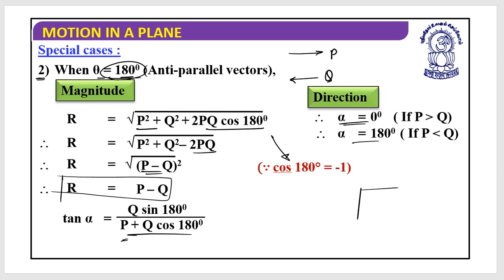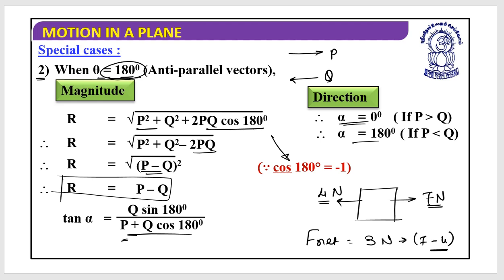Practical example, something like this: let's suppose this is a block which has been pulled by 7 newton. This is another force on the same block, 4 newton. Then this F net would be equal to 3 newton. How does this arrive? We know that it's 7 minus 4. Why 7 minus 4? Because R is equal to P minus Q. I hope you remember this.